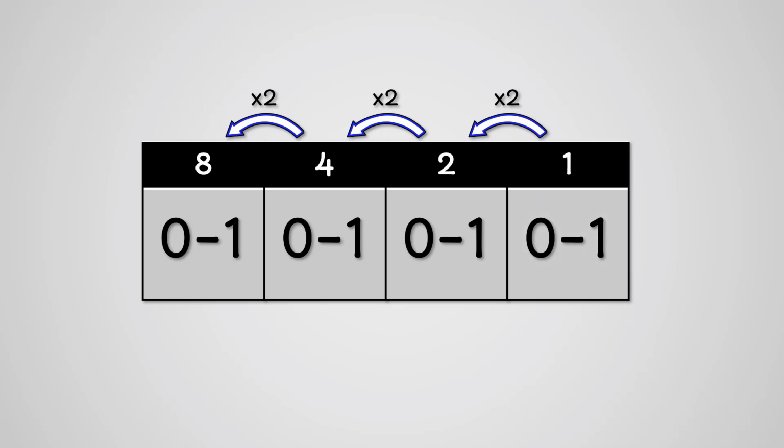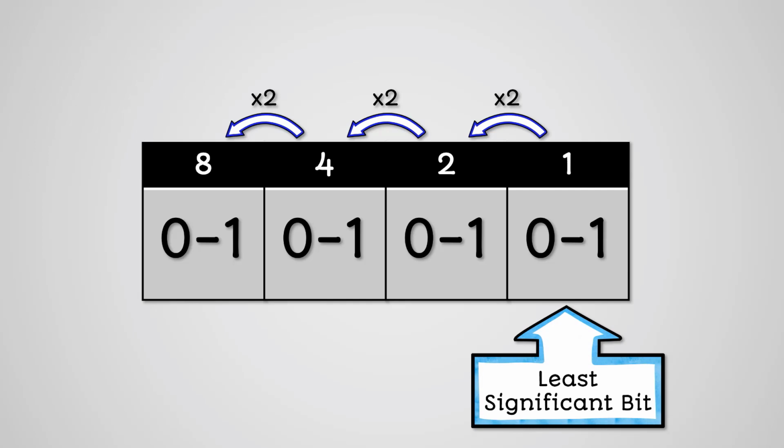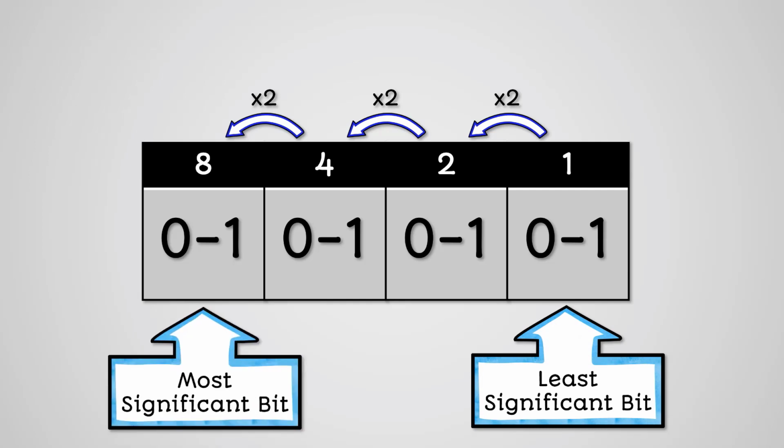Remember, the smallest numbers are on the right and the numbers go up by multiples of 2 right to left. The smallest number in a binary sequence is known as the least significant bit. The largest number is known as the most significant bit.